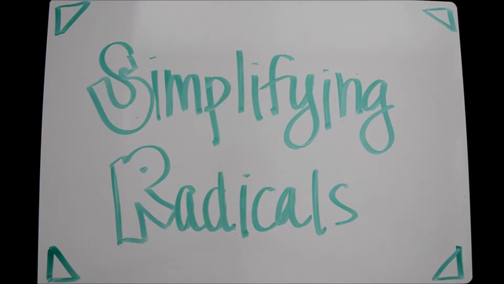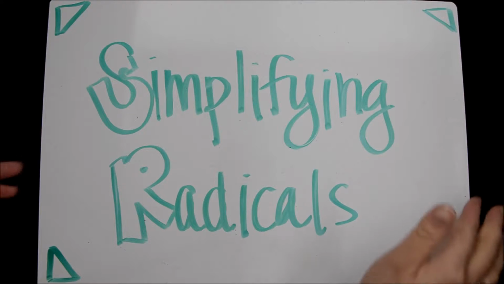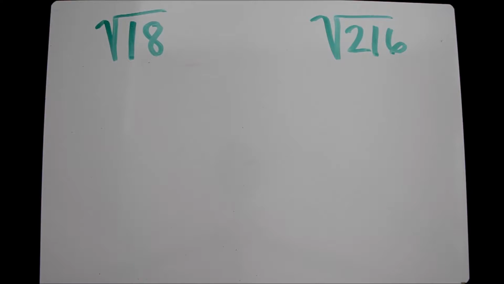Today our lesson is on simplifying radicals. We've posted a tutorial on how to simplify radicals before, but it was by using prime factorization. This is a different method for simplifying radicals by finding the perfect squares that go into these numbers.